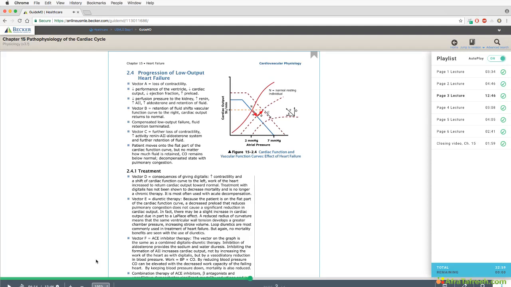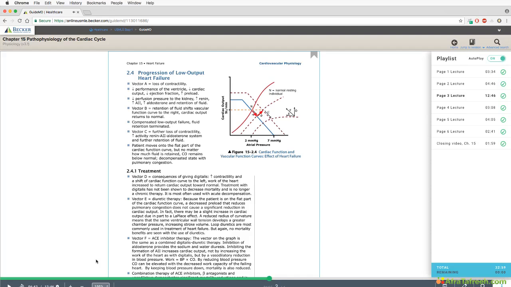Now, we'll say we move onto the plateau. We'll say we move to the point of the intersection of the three vectors there. We have a huge increase in preload and a significantly lowered performance. Now, because the preload goes way up, that will cause pulmonary congestion. Now, how do you relieve that pulmonary congestion specifically?